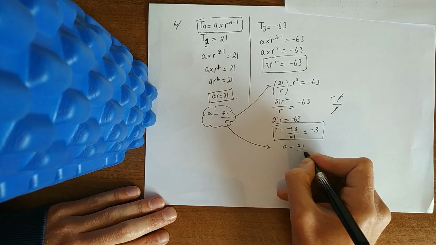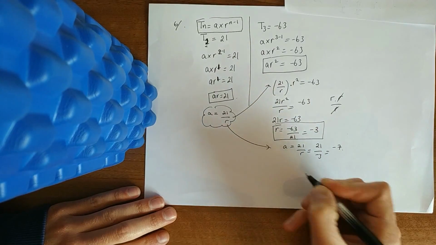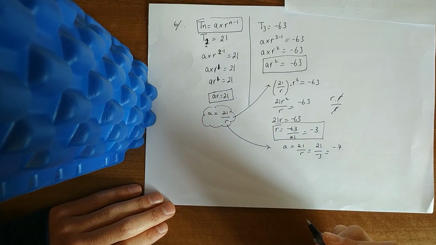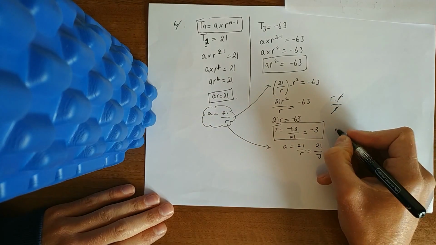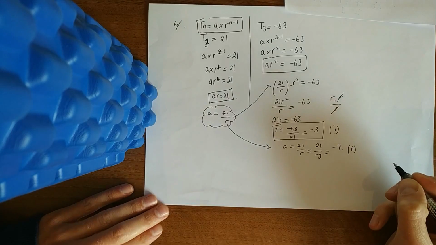So r is minus 3, and therefore to work out a, back in up here, a is equal to 21 over r. A is equal to 21 over minus 3, which is minus 7. So a is minus 7. What did they ask you for now? Find the common ratio. Common ratio is minus 3, and the first term is minus 7.